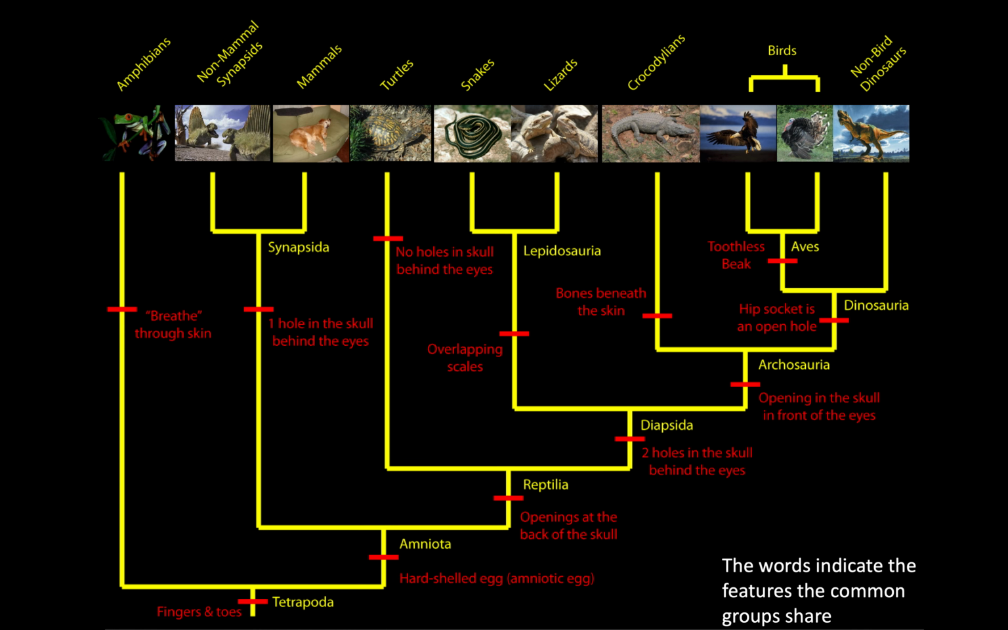Part of the tetrapods are the amphibians, all right? Now, all of these groups are defined by certain characteristics, and we find these after we run all of the morphology through a computer database. It tells us what all of the organisms within a certain group have. So all birds have a toothless beak. All dinosaurs have a hip socket with an open hole. In fancier words, it's called an acetabulum. All tetrapods have fingers and toes. All amniotes have a hard-shelled egg. These are called synapomorphies, traits that unite a group.